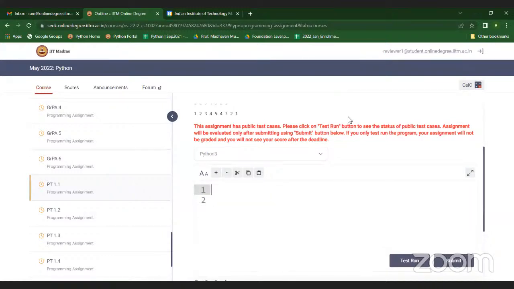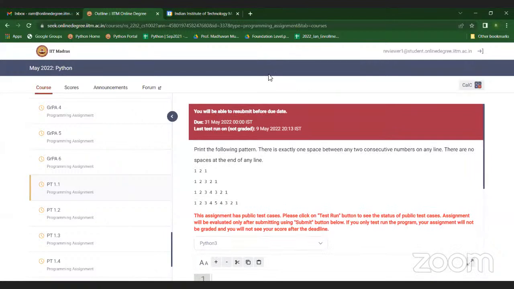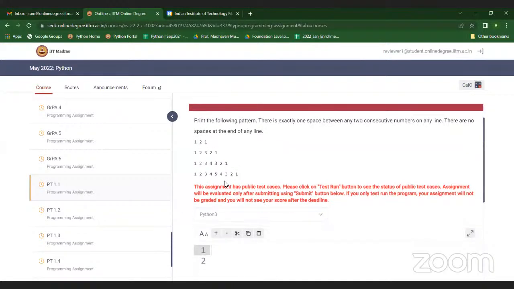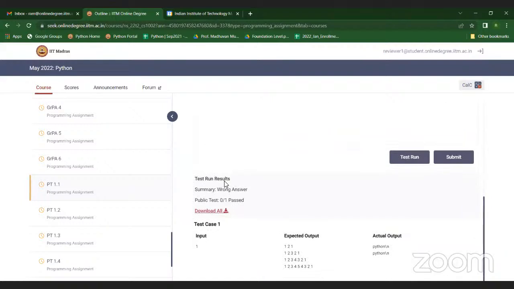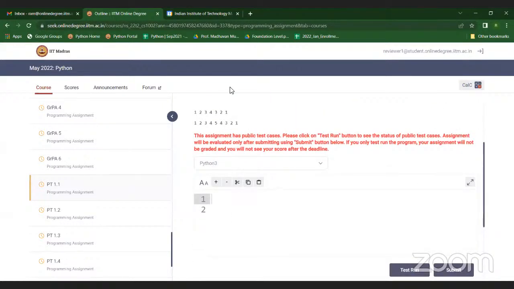Okay, how many of you solved this PT 1.1 problem? If you're done, please raise your hand. Sir, our output is coming wrong. It shows that the \n should not be there. The new line character is coming and giving an error. Okay, we will check it.